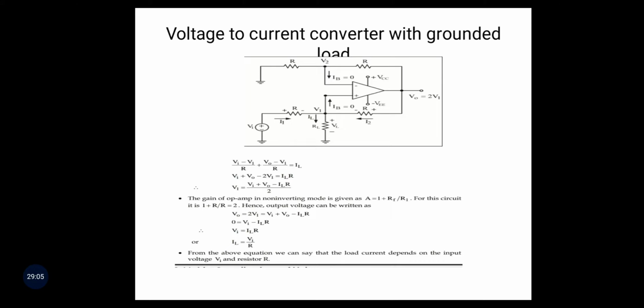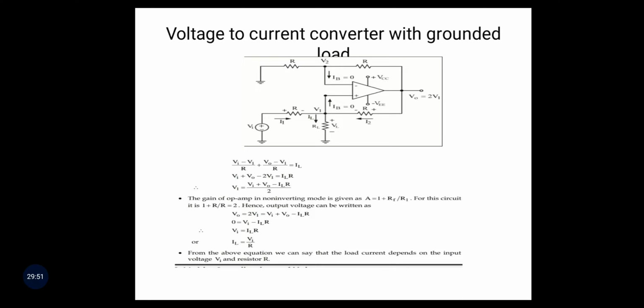The gain of the op amp in non-inverting mode is given as A equals 1 plus Rf by R1. For this circuit it is 1 plus R by R, that means 2. Hence the output voltage can be written as V0 equals 2V1. Here V1 equals Vi plus V0 minus IL R, divided by 2. Substituting in the equation, V0 equals Vi plus V0 minus IL R.